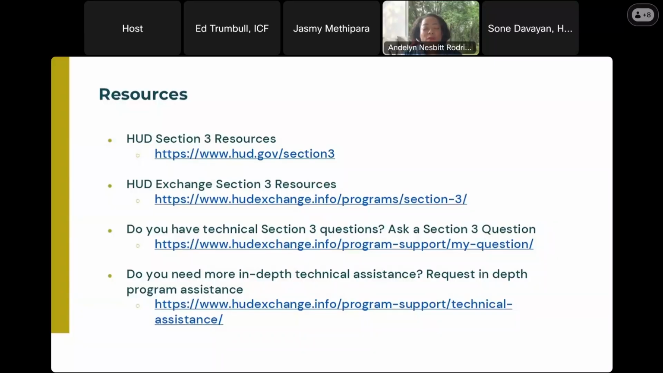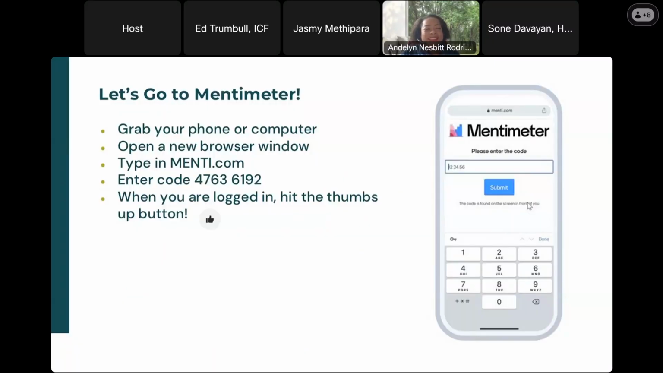All right, next slide, please. Now we're going to head over to Mentimeter. Mentimeter is a fun, interactive tool that you can access via your smartphone or your computer browser by opening a window and going to menti.com.